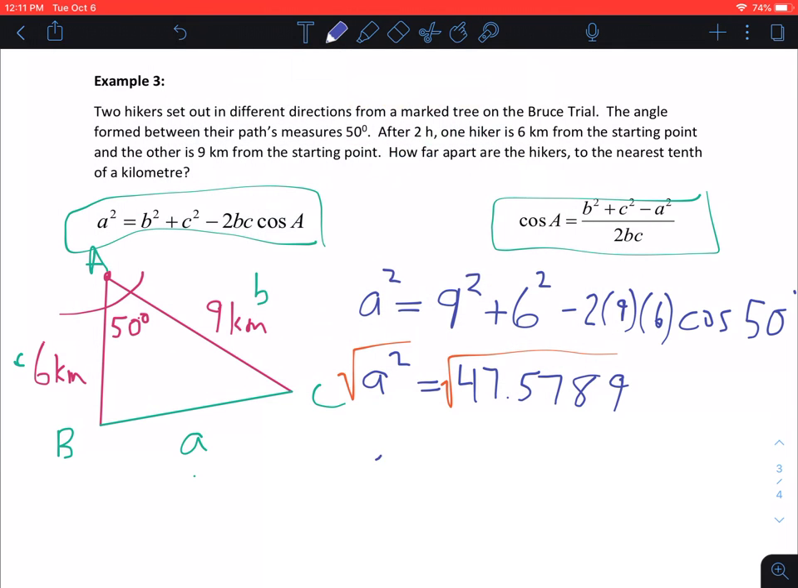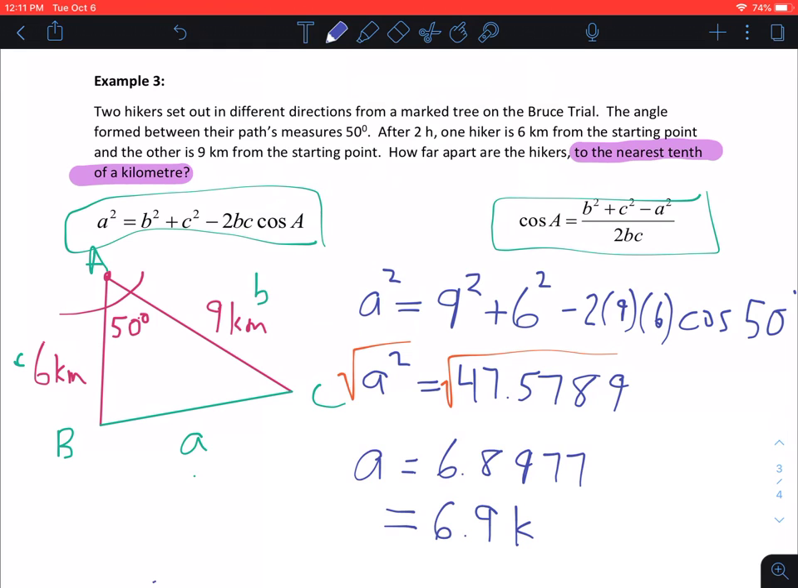Okay, so we'll have A equals 6.8977, and the question asked us to round to the nearest tenth of a kilometer, so that will be 1 decimal place. So our final answer will be 6.9 kilometers.